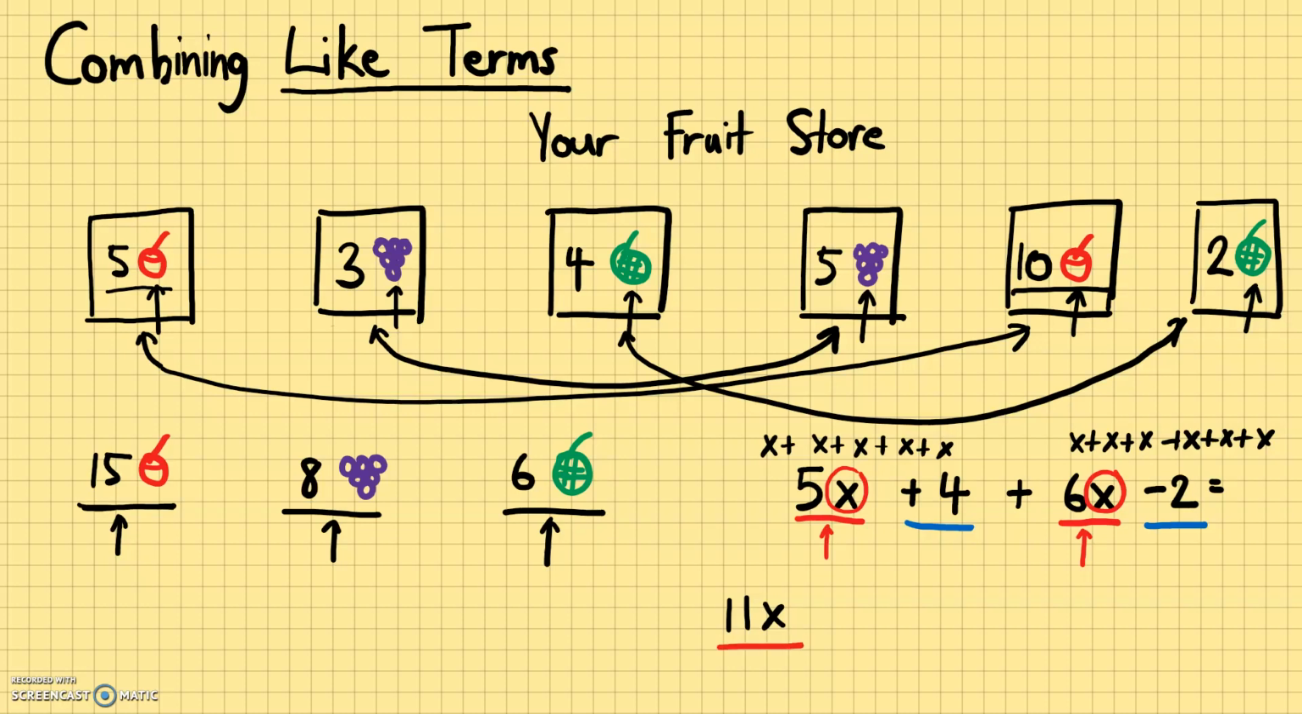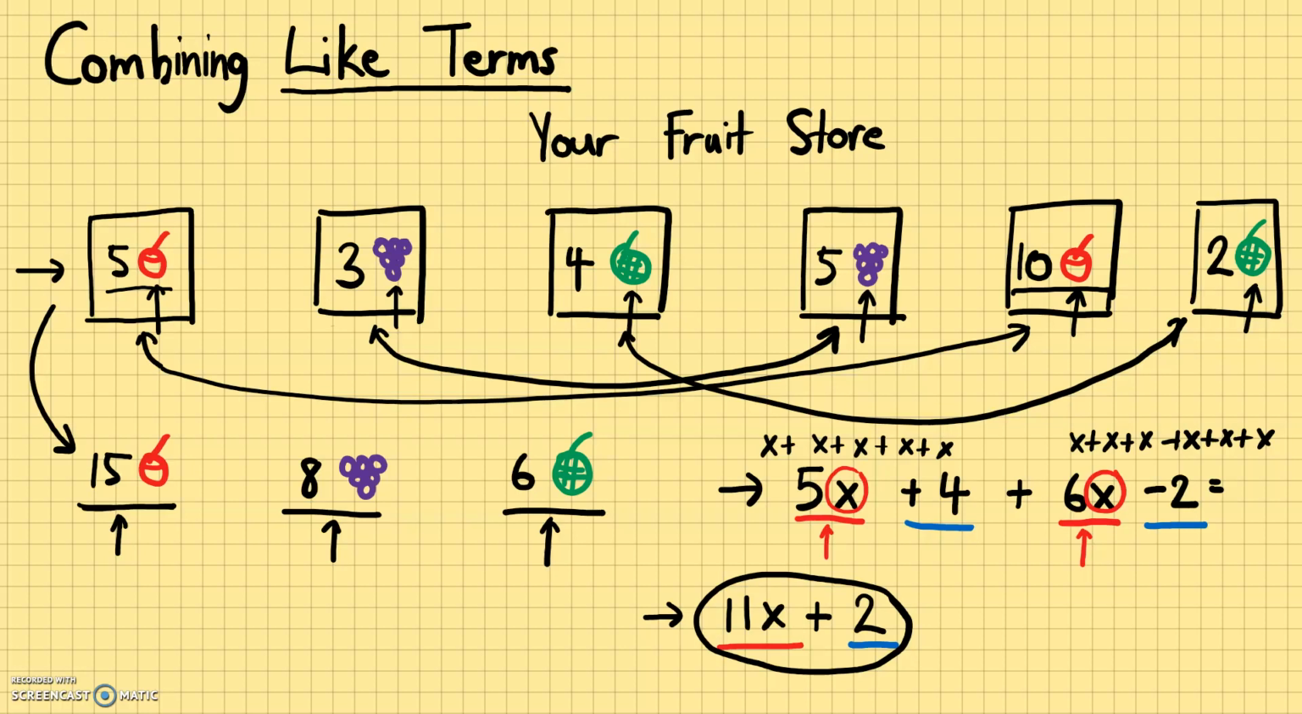Okay, so we have 11x's, and how many numbers do we have? We have 4 here and minus 2 here. So 4 minus 2 is going to be 2. Okay, so if we combine the like terms in this long equation, it becomes this equation here. Again, this is kind of like arranging a long list of numbers that we had up here into the sum of all the different fruits we have at our store. So this is what we mean by combining like terms.